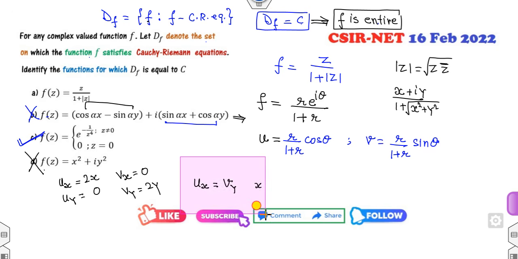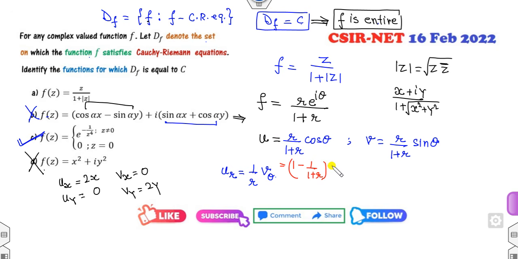Fine. Now we will see whether the CR equation is satisfied or not. That means u_r is 1 over r v_theta. So firstly, what is u_r? Can you find the derivative? I can write this as (1 minus 1 over 1 plus r) cos theta. Fine. Then what is u_r? 1 will be 0. It is my 1 over (1 plus r) square cos theta.